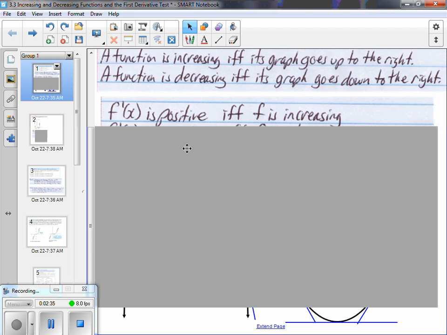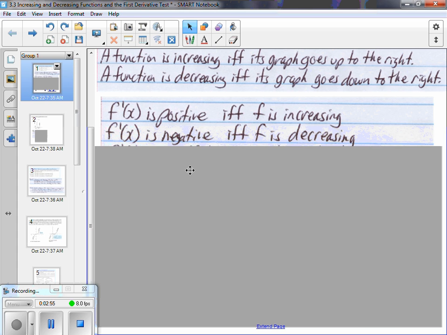IFF means if and only if. Yep, that's a standard mathematical abbreviation for if and only if. So, I bet you can guess what the next sentence says. f'(x) is negative if and only if f is decreasing.